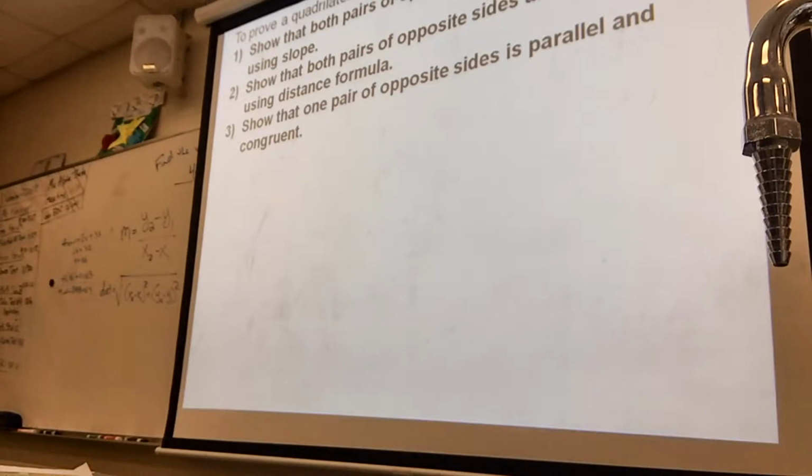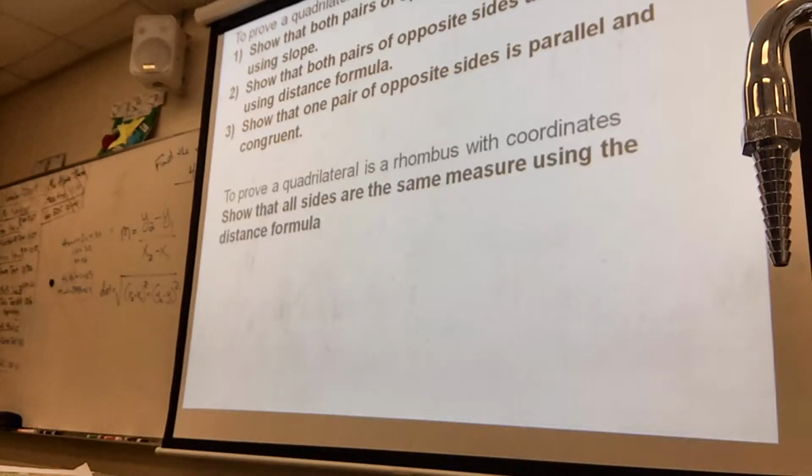Because there's places that people mess up on distance. So it's not usually the most efficient way to go about it. However, you can use it. But where you are always going to have to use distance formula is if they tell you this thing is a parallelogram and they want you to verify that the thing is a rhombus.